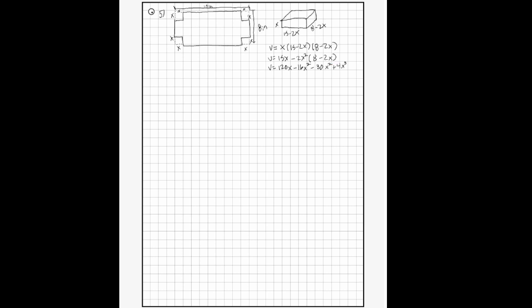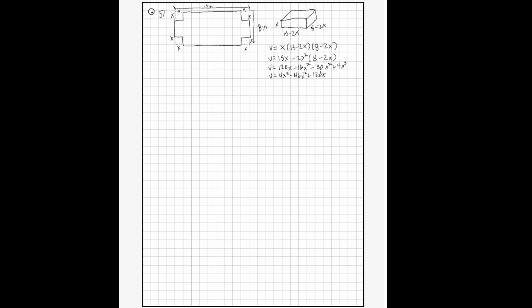Alright, then I can simplify this down, combine like terms, right? Which should equal 4x cubed minus 46x squared plus 120x.